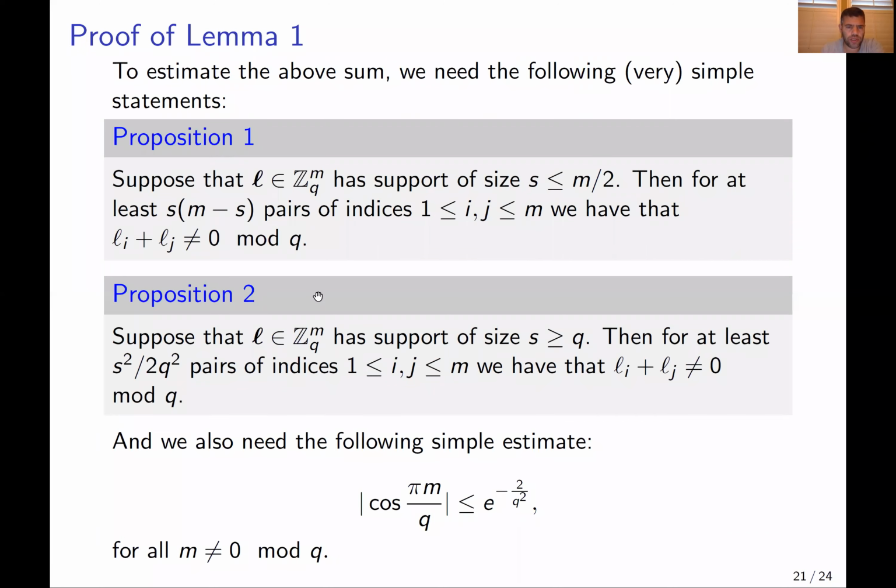So these are the 2 propositions that we need. And we will also need a very simple estimate that cosine of pi m over q is always at most e to the minus 2 over q square, as long as m is not 0 mod q. If m is 0 mod q, it's just 1. Otherwise, we have a little separation from 1.